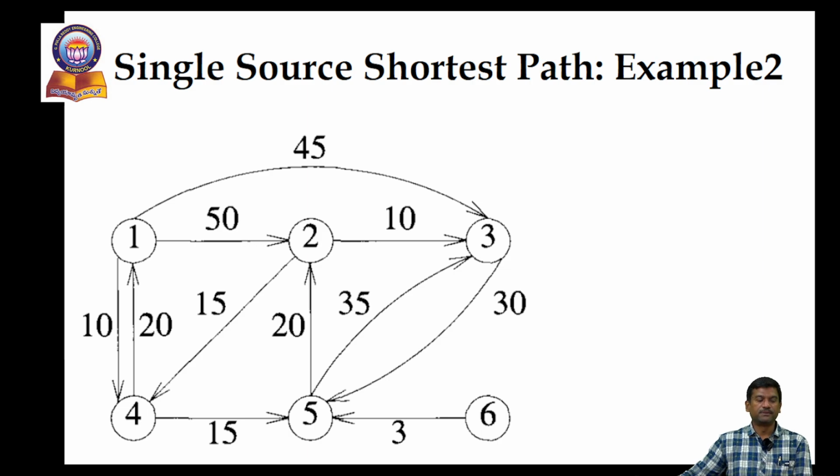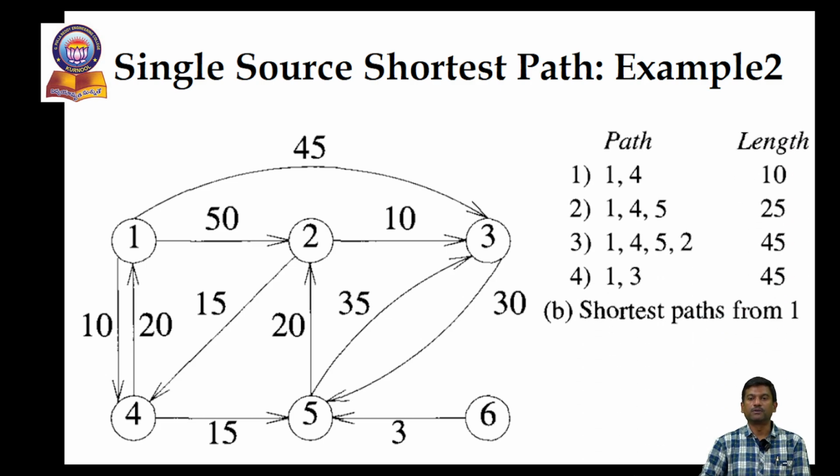Now this has been left as an exercise for you, and you can also find the solution: 1 to 4 with the shortest distance equal to 10, 1, 4, and similarly 5 with the shortest distance equal to 25, 1, 4, 5, 2 with the distance equal to 45, 1, 3 with the distance equal to 45. We cannot reach 6 because when you have taken the source vertex to be equal to 1, there is no way of reaching that vertex, that is 6.